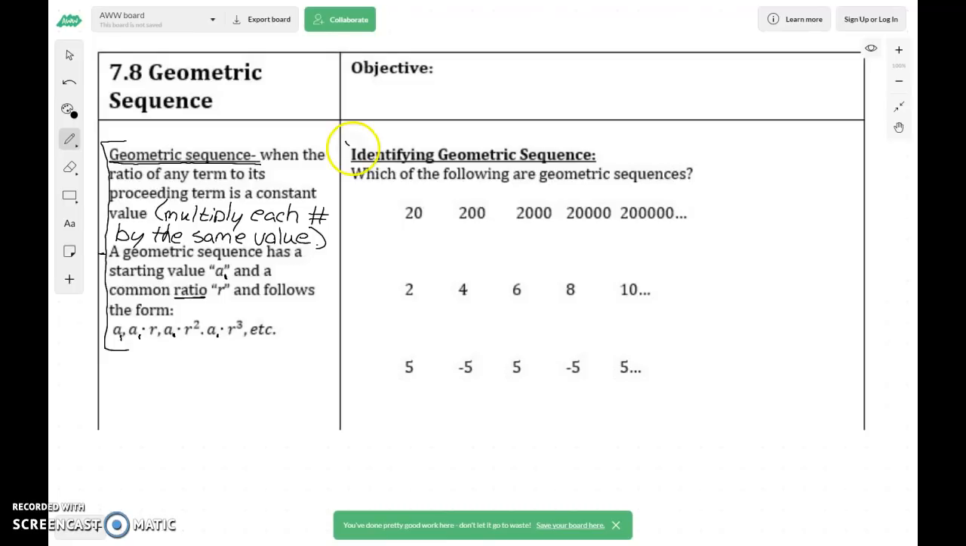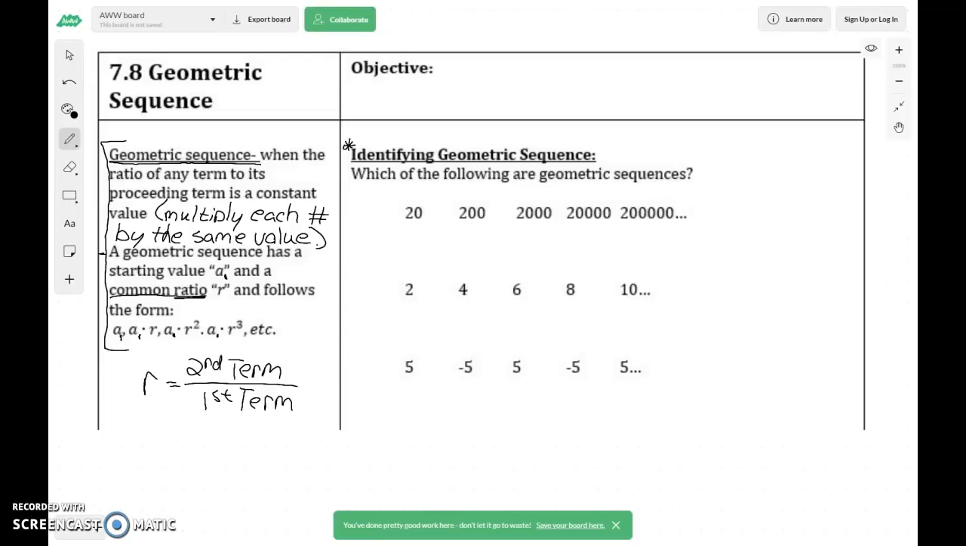So over here on the right-hand side where it says identifying geometric sequences, it says which of the following are geometric sequences. In order to do this, we need to find one thing, and that is r. There's a rule for how to find r, the common ratio: r is equal to the second term divided by the first term in the sequence. That's just a given rule to help me find r.